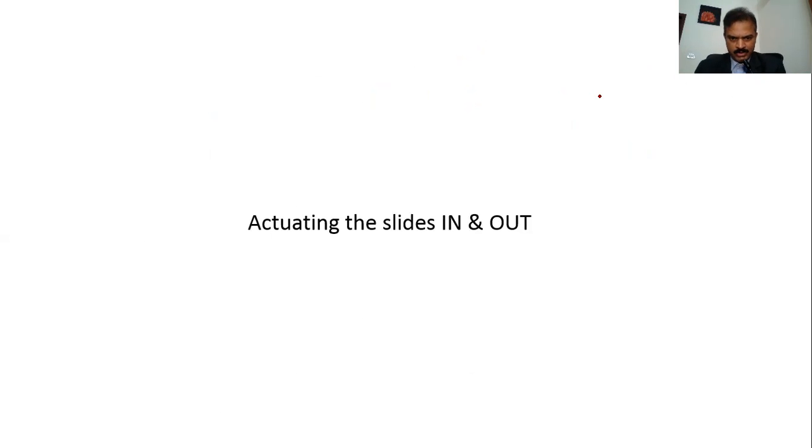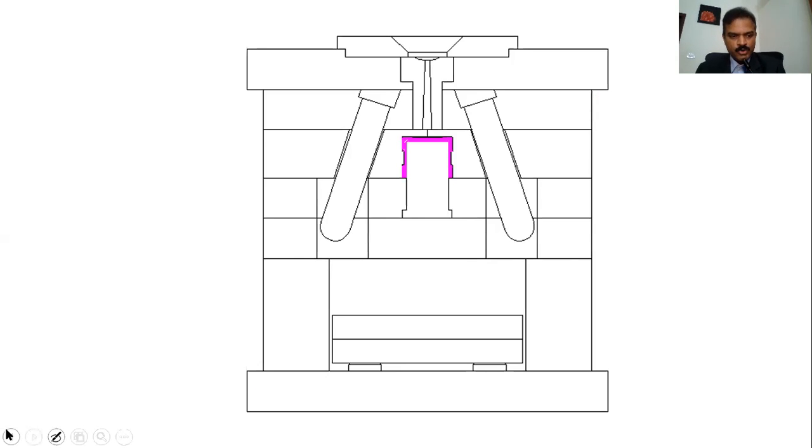Now we have already decided to split the cavity into two pieces. Now, how are we going to put this into action? You can't expect the operator to take these splits out every time, remove the part, and put them back again. It's going to consume a lot of time, compromising the cycle time. So we have to make some arrangement to slide these splits by some means. Let us see what the methods are.